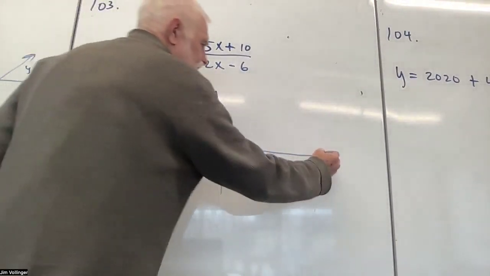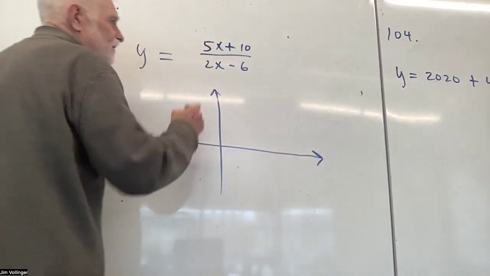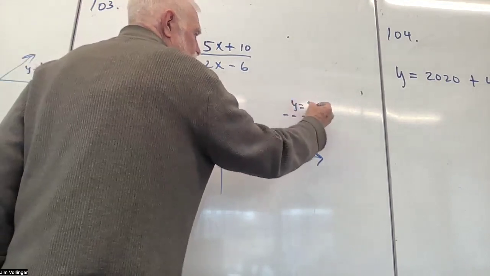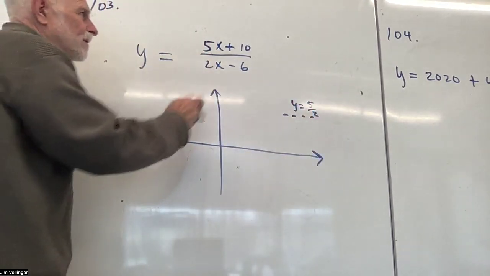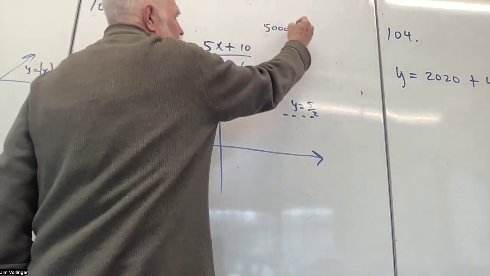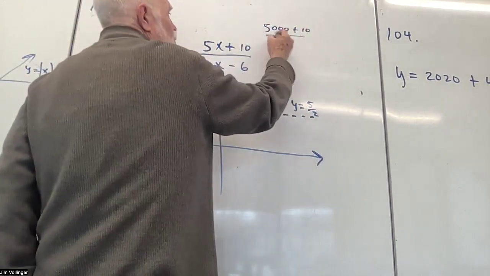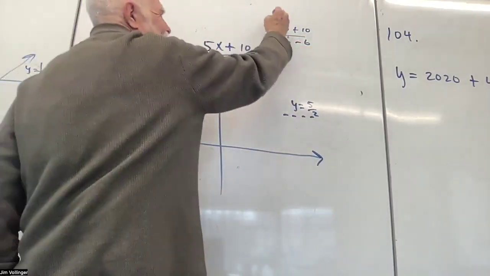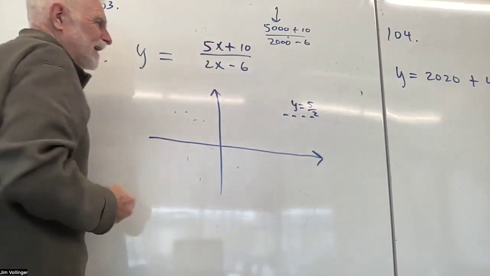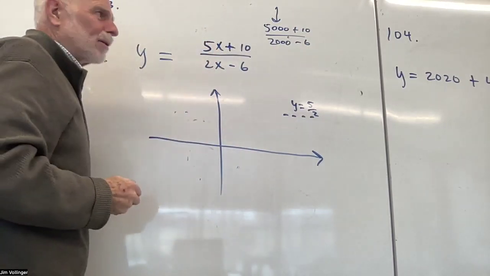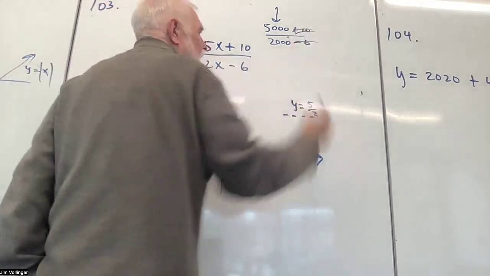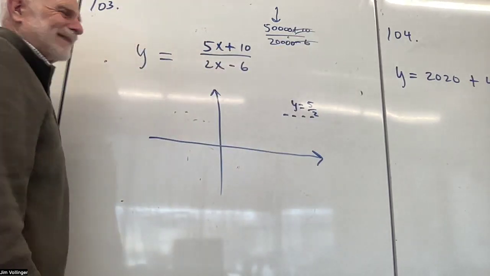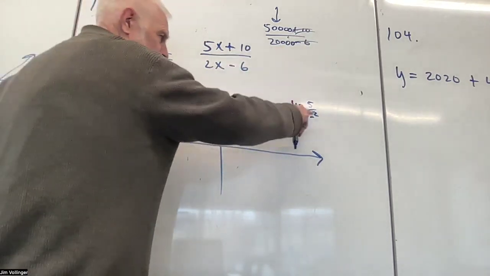All right, so what are the salient characteristics of this graph? Well, I can see the end behavior is 5/2. And you got to crunch some numbers. Put 1,000 in here. 5,000 plus 10 over 2,000 minus 6. I hope you can see what dominates. What dominates end behavior are the biggest terms. These numbers are going to get infinitesimally small as I keep adding zeros to the problem. I could have put 10,000 in, and I'm closer to 5 over 2.